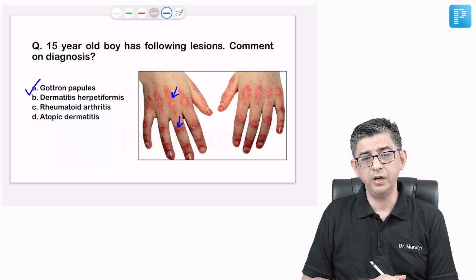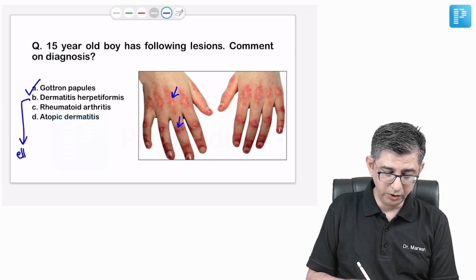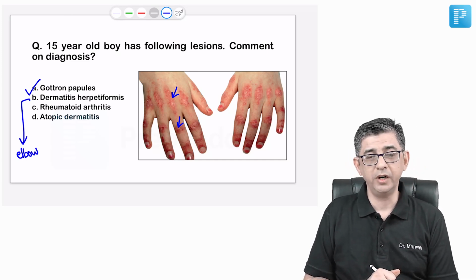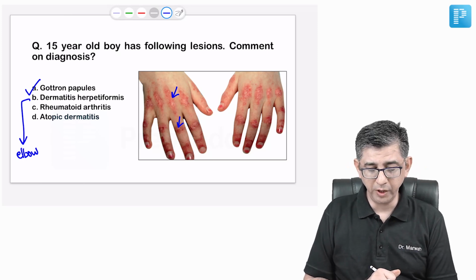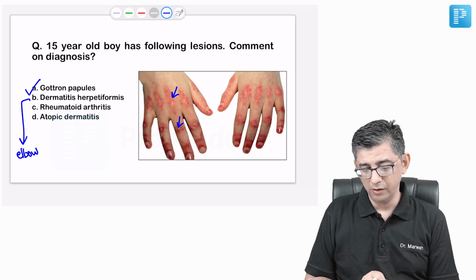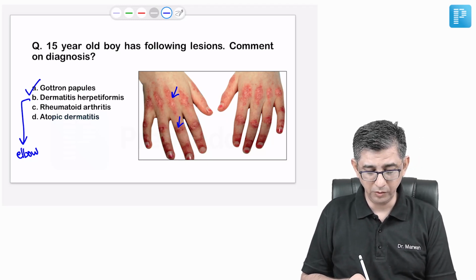Option number B, dermatitis herpetiformis: the lesions are mainly located on the elbow, and usually they give you history with respect to celiac sprue. Rheumatoid arthritis will produce deformities, no deformity seen here. Atopic dermatitis would have involvement of the flexural areas, whereas here you can see the erythematous lesions, which are very circumscribed, involving the IP joints and especially the knuckles of the patient. So therefore option number A is the answer.